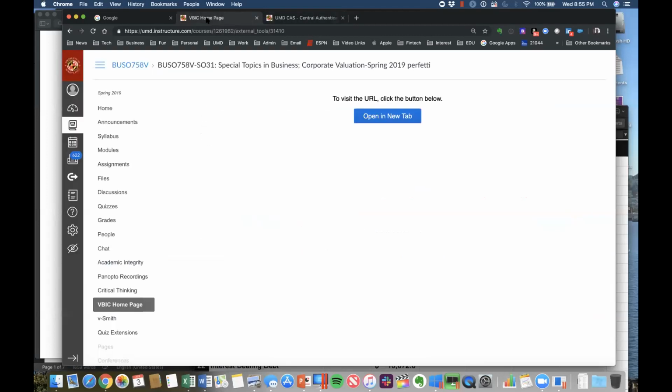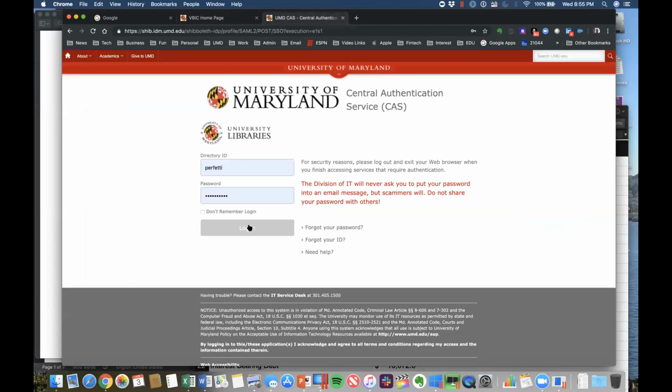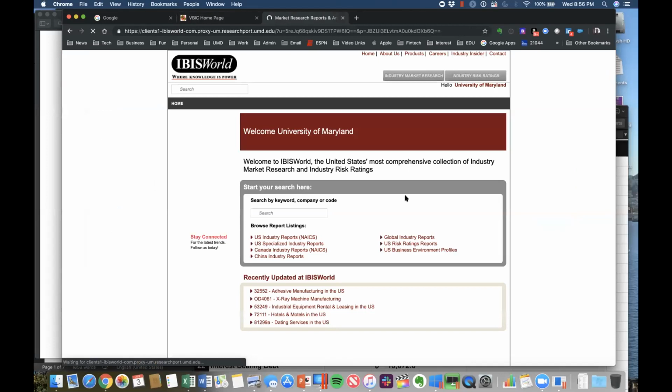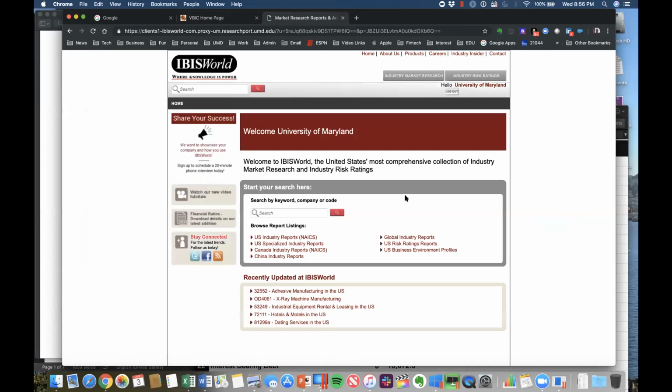Yeah, so the short answer is, the way you get to it, you're going to log in yourself, is off of what's called the VBIC homepage. It's off of ELMS, right here. And you open a new tab, it's going to make you log in. So I can't give you the link, it'll make you log in. But it's basically Maryland's online library site. And once you get here, these are their online industry data sources, free to you as a student. One of them, by the way, is Hoover's, another site you can use to supplement the information.